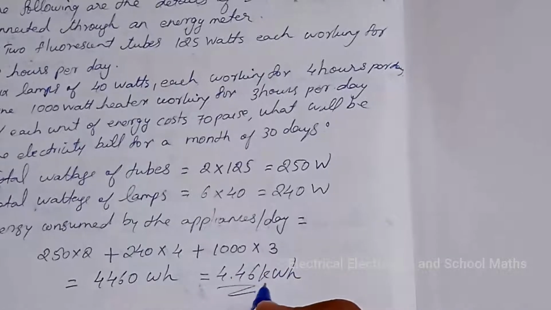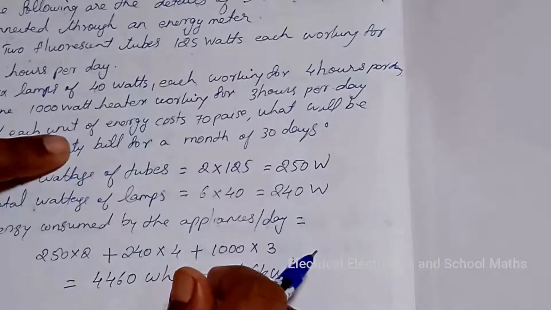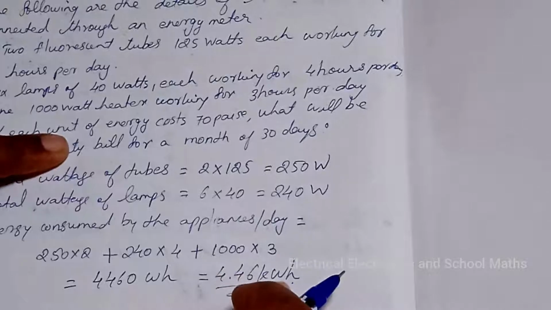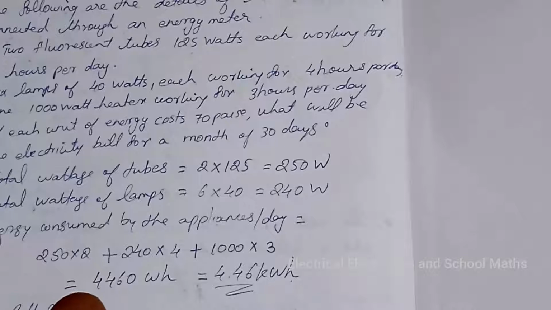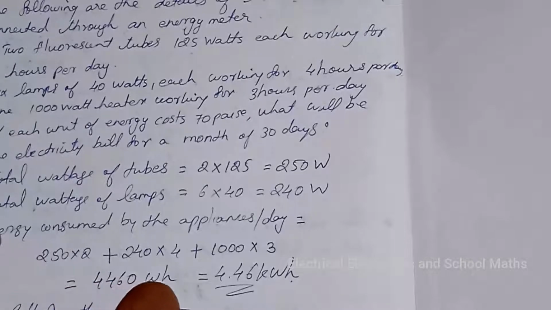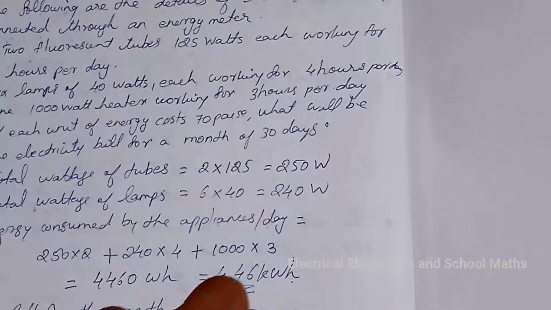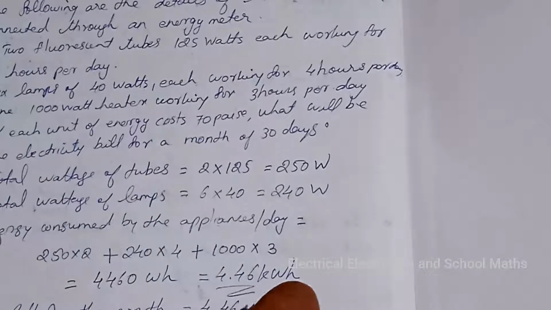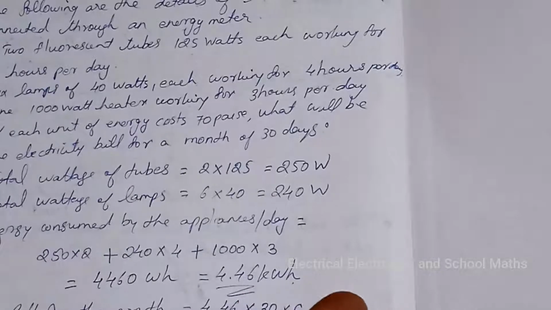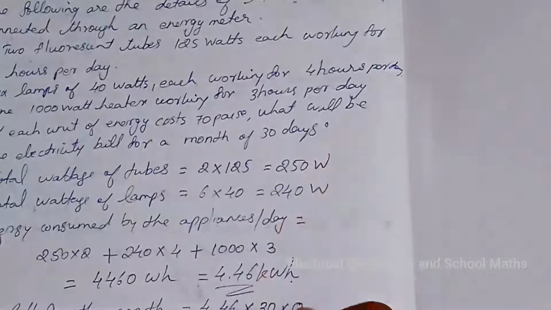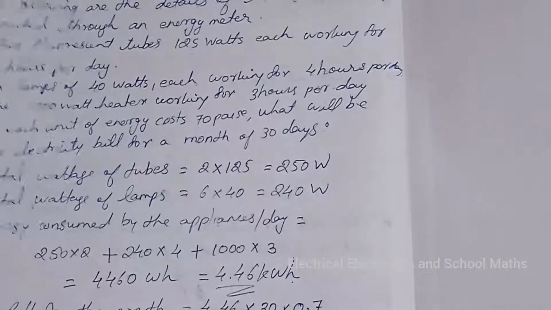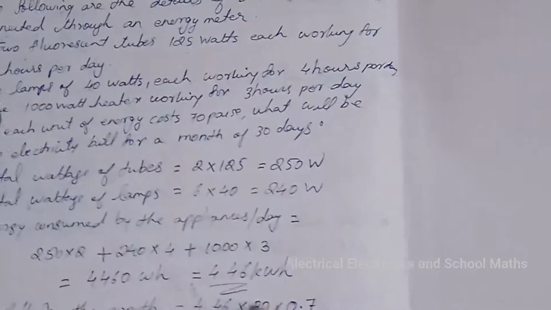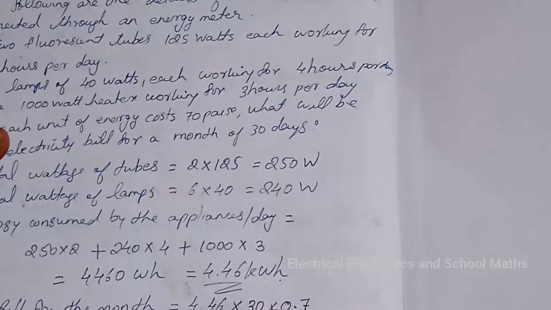We write in kilowatt hour because 1 unit is 1 kilowatt hour. So the bill for the month is 4.46 into 30 into 0.7, and we get rupees 93.66.